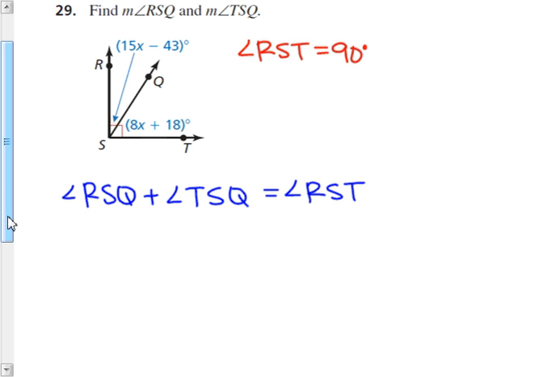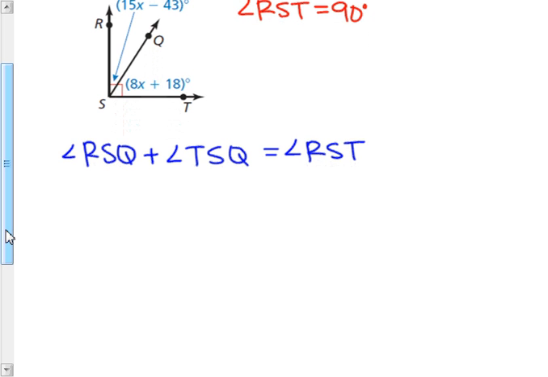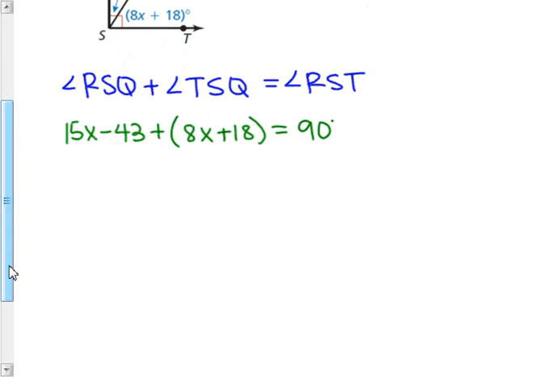So then plugging in what I know, RSQ is 15x minus 43, and I know that TSQ is 8x plus 18, and I know that RST is 90 degrees. I already figured that out. Okay, I'm going to rewrite this without the parentheses.